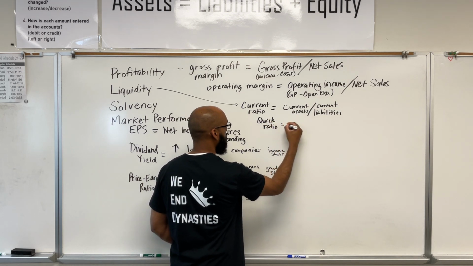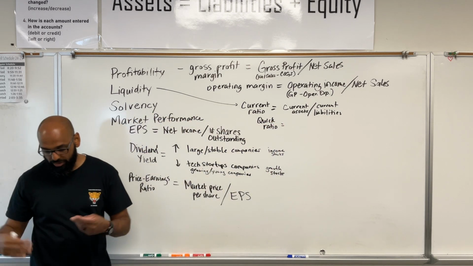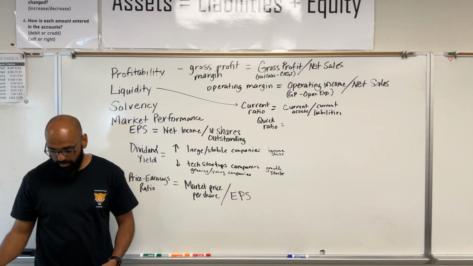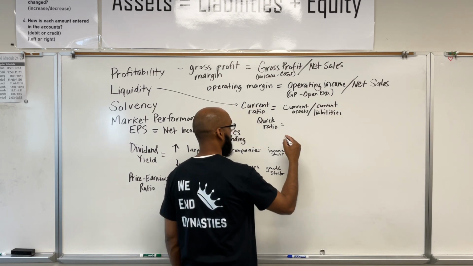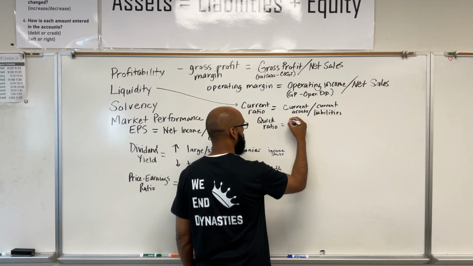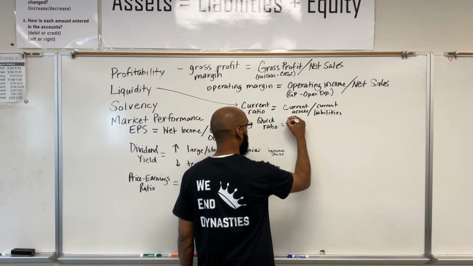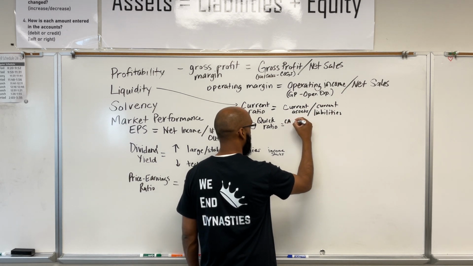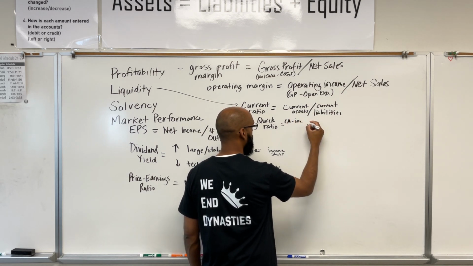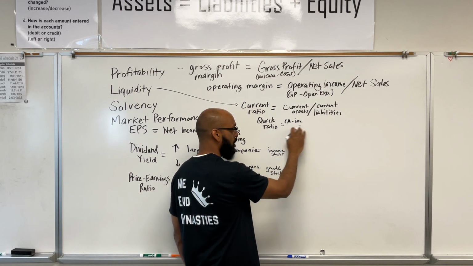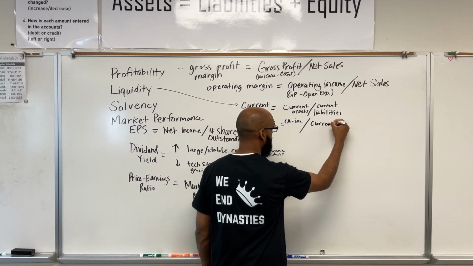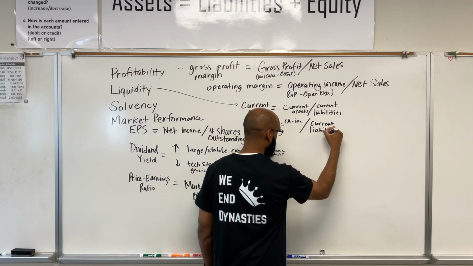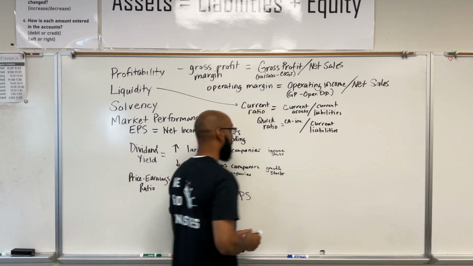And your quick ratio is going to look at your most liquid assets. So you're not going to include your inventory in it. Typically it's just going to be your cash and your accounts receivable, but you could also think of it as current assets minus inventory. So just your most liquid assets divided by your current liabilities is going to be your quick ratio.